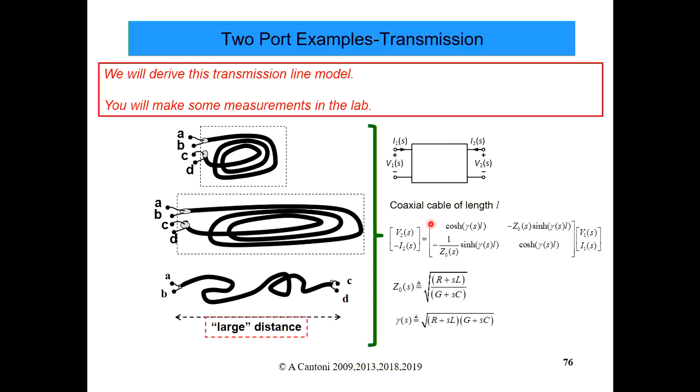And again, it's this ABCD matrix, the transmission matrix, which relates what the voltage and current at the output port are to what they are at the input port. We do that with a Laplace domain model. Once we have that model, we're going to show how we get that. You're going to do measurements in the lab as well.